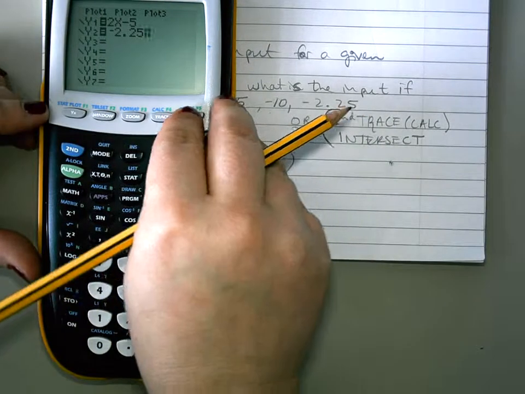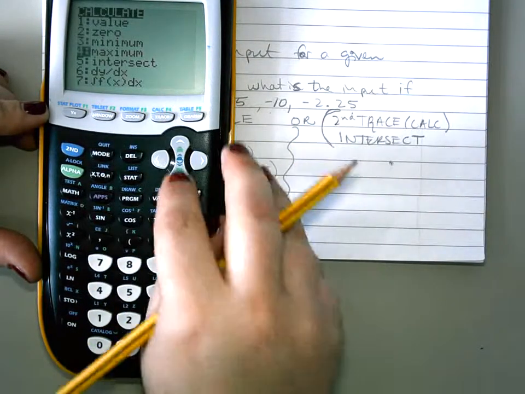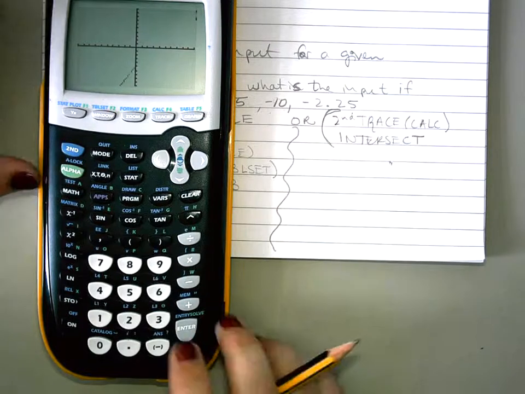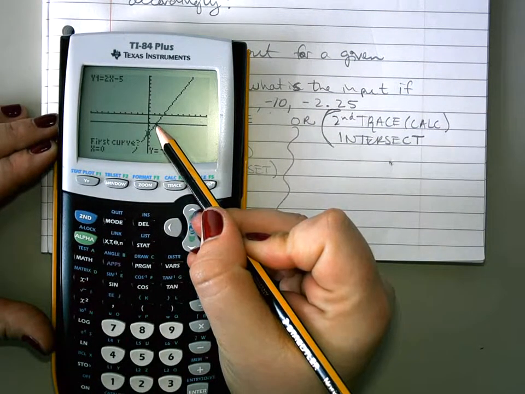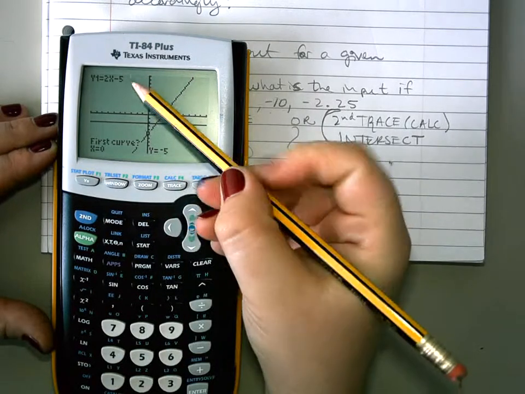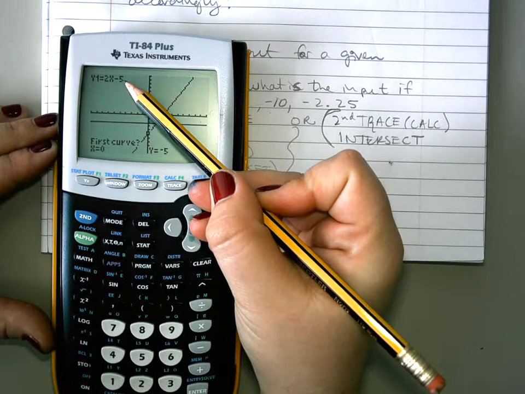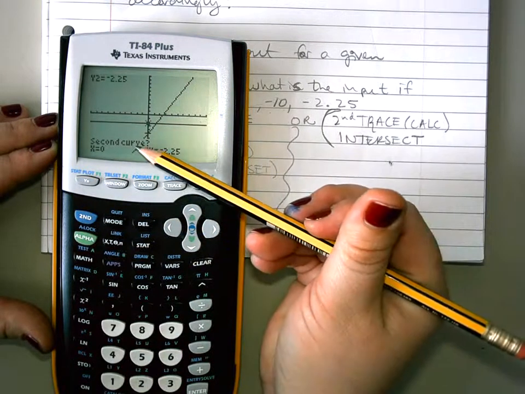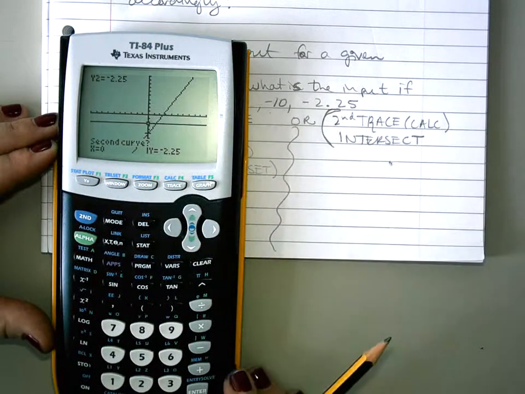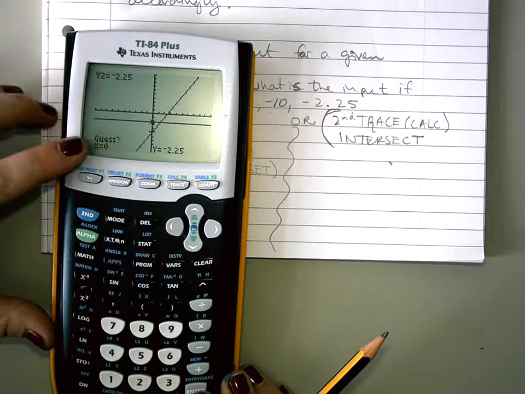Second calculate, intersect, and there we can see that we have our 2 lines. We can see the intersection, but it's not enough to trace it. It's going to ask us, is the first curve or the first line 2x minus 5? Yes. Is the second curve y equals -2.25? Yes, and then it'll ask to guess.